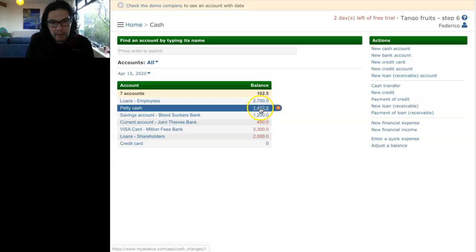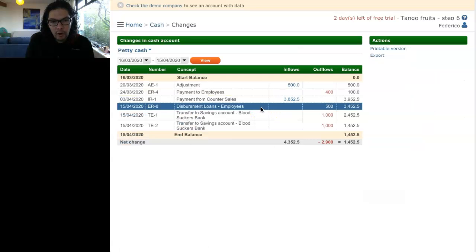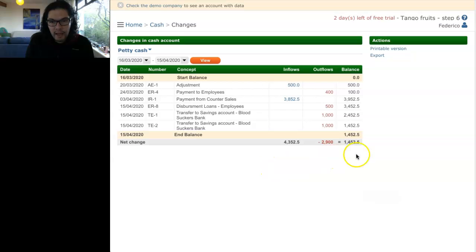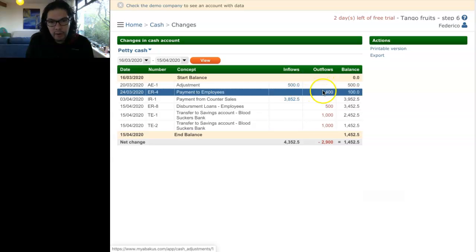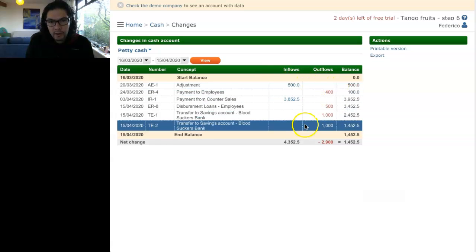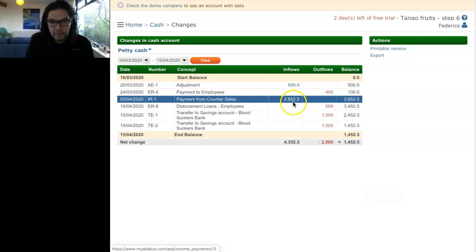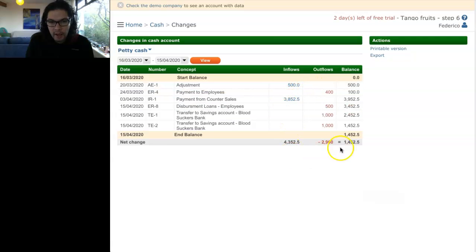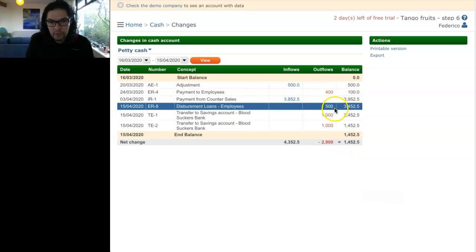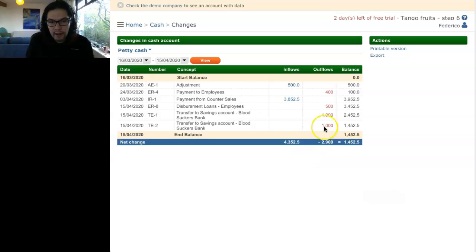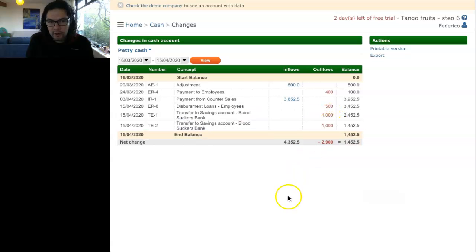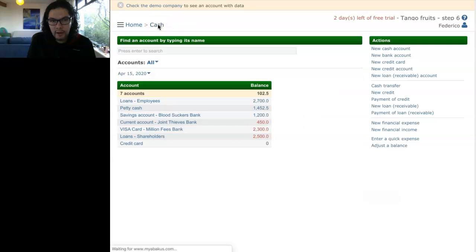So I can click here on the petty cash balance and see how I get to this balance, and it'll say, okay, I started with an initial balance. I made a payment to employees. I received sales. I then loaned some money to employees as well. I transferred money to the savings account. I transferred money to the current account, and that's how I get to this balance. It shows me total inflows, total outflows, and balance. And I can obviously do that for every single account.